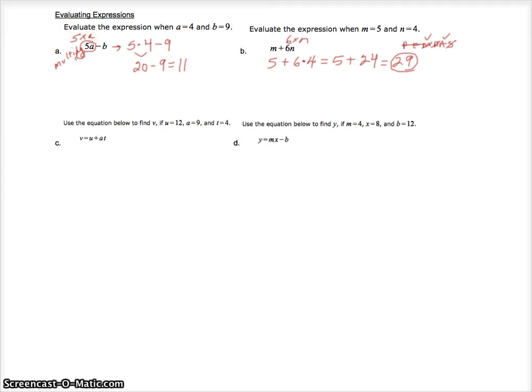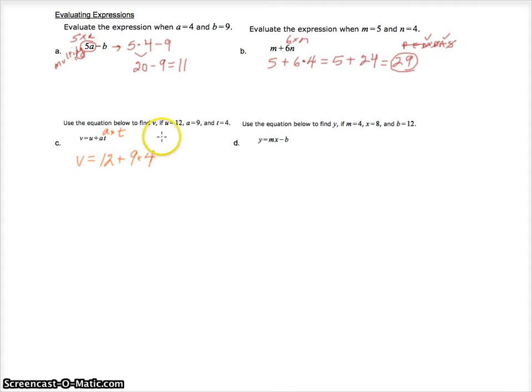Let's look at these formulas. Letter C says use the equation below to find v, if u equals 12, a equals 9, and t equals 4. So this is asking us to find the value of v for v equals u plus a times t. So when I rewrite it, I will say v equals the value of u, which is 12, plus a, which is 9, times t, which equals 4.